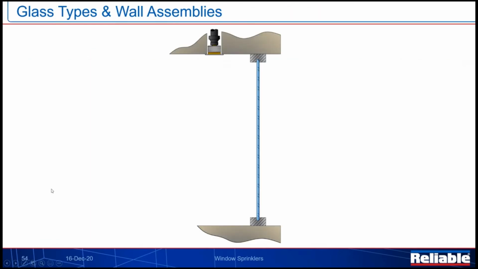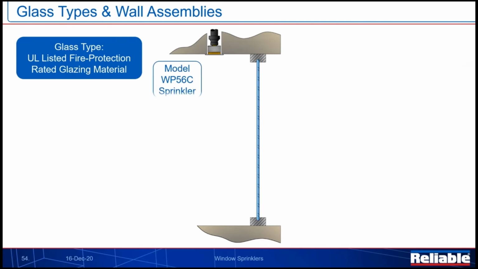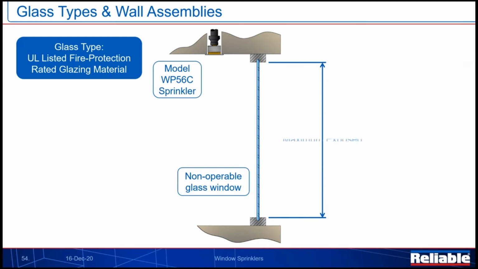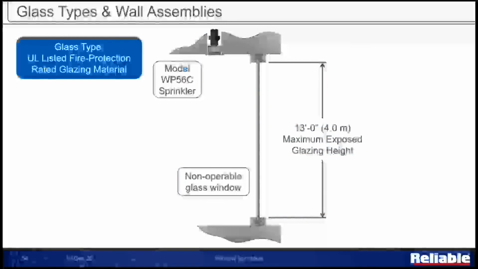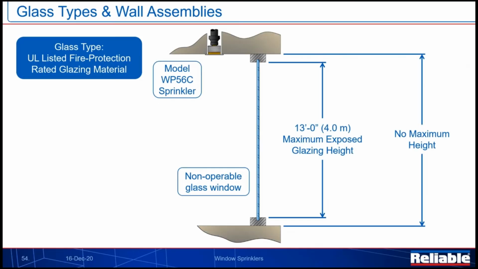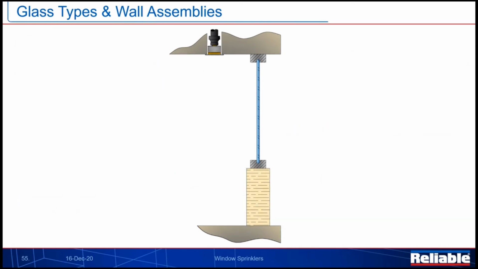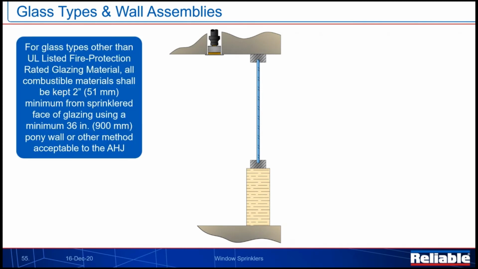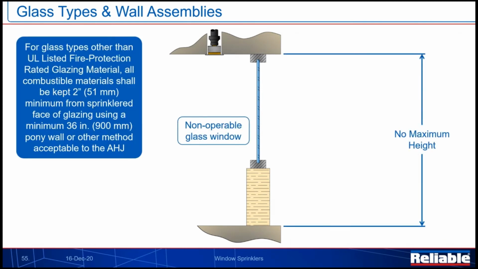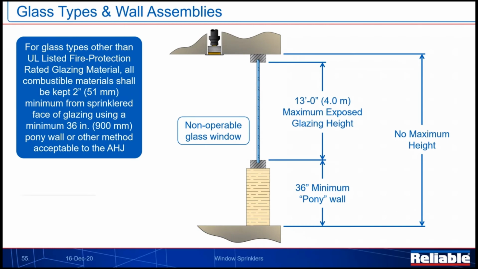If we take a look at our glass types and wall assemblies, again, we have the setup here involving the UL listed fire protection rated glazing material. 13 foot maximum, nothing changes from concealed. We have no maximum height as well. We have installing this in glass types other than the fire protection rated glazing material. So our heat strengthened and our tempered glazing, we're going to need that pony wall once again. We have no maximum height, 13 foot.